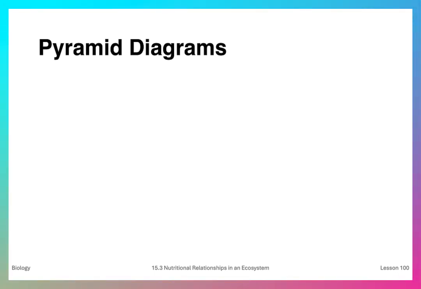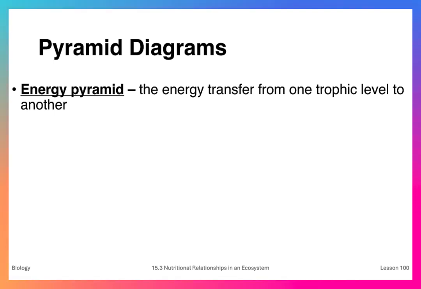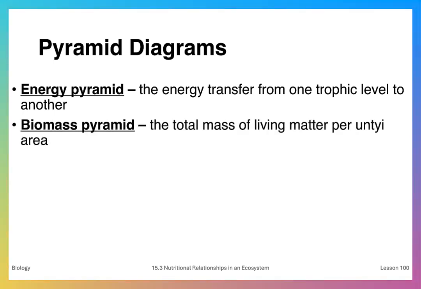We're going to start off this third part of the ecology program by discussing ecological pyramids or pyramid diagrams. The first of these we've already talked about a little bit, and that is the energy pyramid, which is the energy transfer from one trophic level to another. Other pyramids include the biomass pyramid. Biomass is defined as the total mass of all living matter in any particular area. And it's usually measured as mass or matter per unit area.